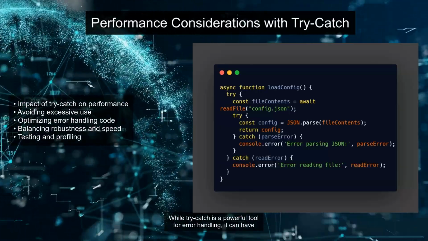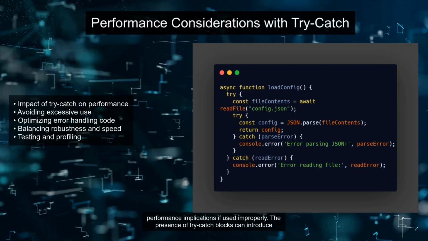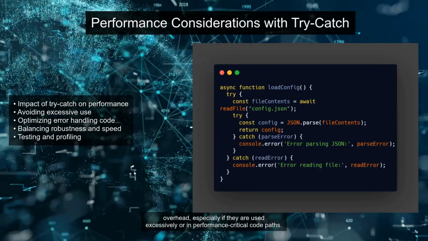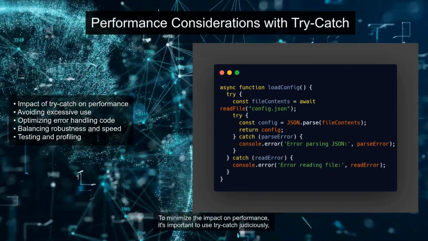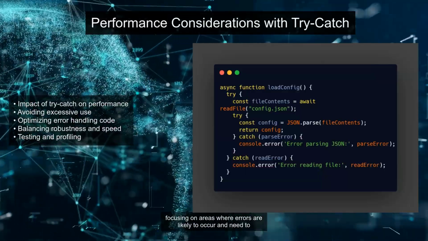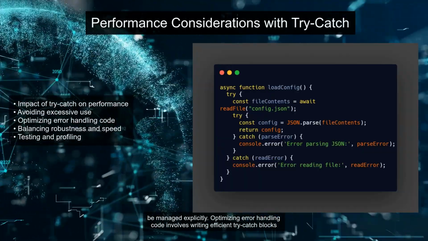While try-catch is a powerful tool for error handling, it can have performance implications if used improperly. The presence of try-catch blocks can introduce overhead, especially if they are used excessively or in performance-critical code paths. To minimize the impact on performance, it's important to use try-catch judiciously, focusing on areas where errors are likely to occur and need to be managed explicitly.